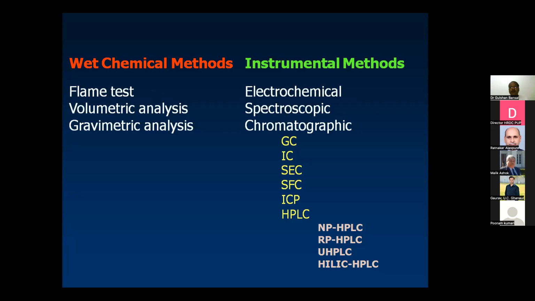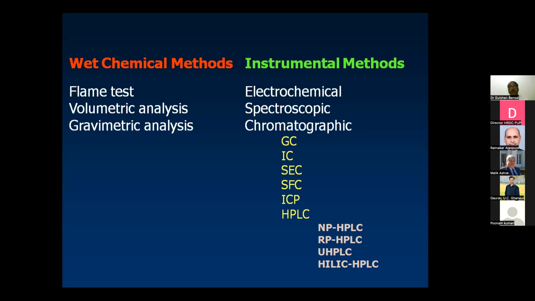NMR is usually used for qualitative purposes. Then spectrofluorimetry. Out of these, UV visible spectroscopy and spectrofluorimetry are the most common methods, and they are very sensitive and very efficient for quantification of different types of organic pollutants.